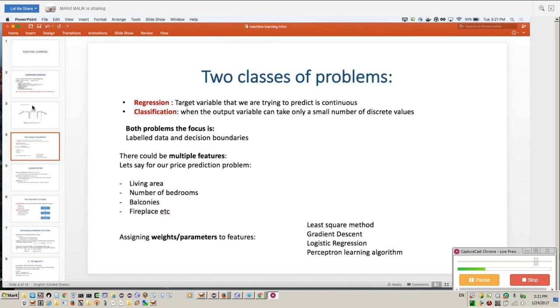And then there is a thing called assigning weights and parameters to features.